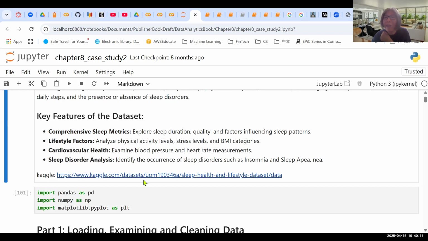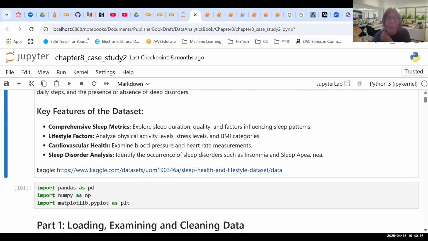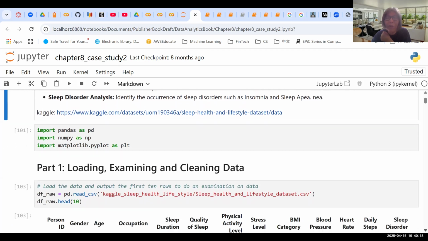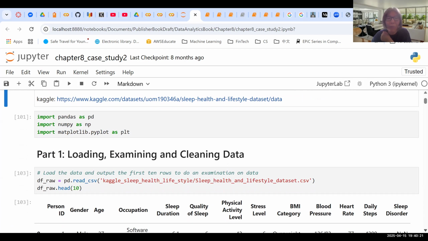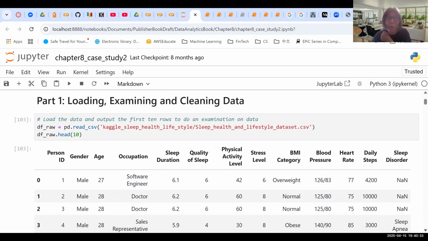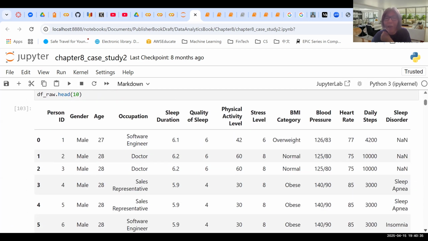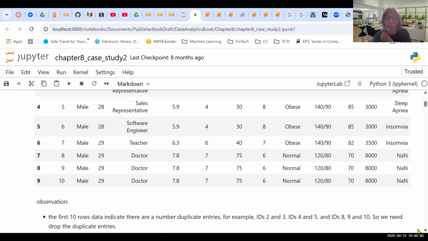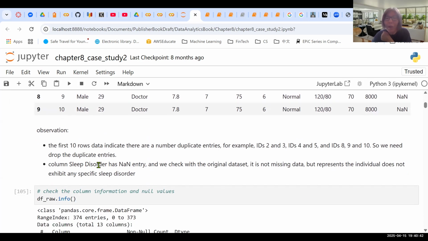And this dataset is still available, so it doesn't have any issue. Same as before, the first stage is to load, examine, and clean the data. I also downloaded this to my local drive, and we can examine the data. It has a number of columns, and here are the first 10 rows of data.